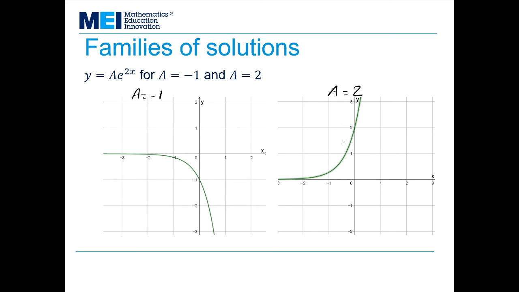And these are outputs from GeoGebra, but I could just as well have sketched these graphs using all of my curve sketching techniques. And the sort of things that I might note down is that the x-axis is an asymptote. I might notice that it intersects with the y-axis at the point 0, a, and I might also note that there are no stationary points.